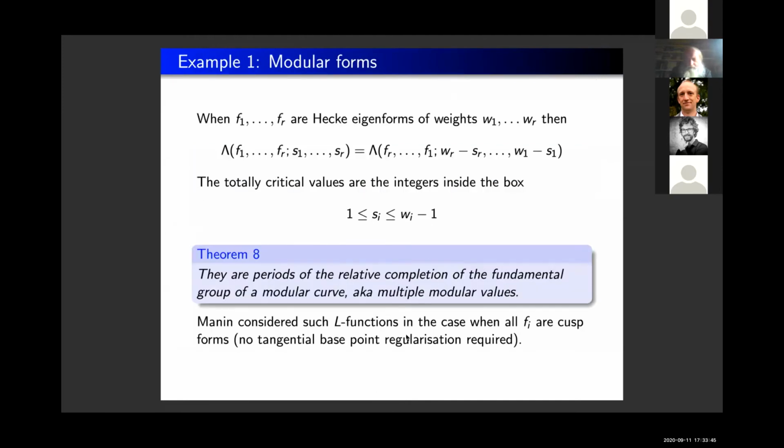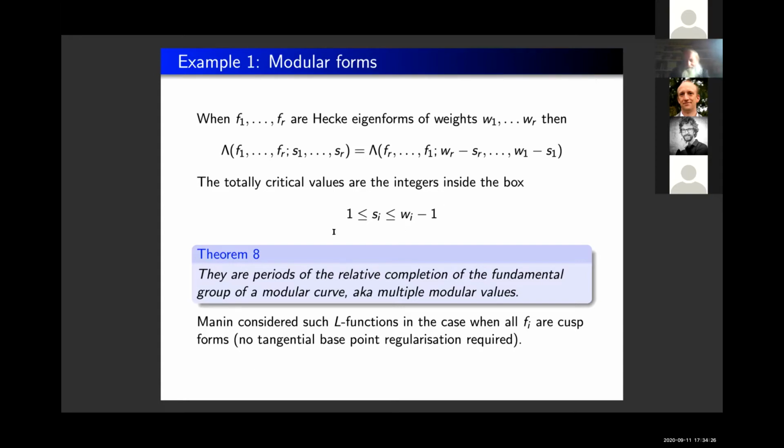So the first example is going to be the case of modular forms, just of level 1, but it could be any level. So in level 1 for the time being, if we take f_1 up to f_r Hecke eigenforms of weights w_1 up to w_r, then the multiple L function satisfies this functional equation. The totally critical values, in this case, are just the integers that are completely inside this critical box. It's not a critical strip now, it's a critical box, because it's higher dimensions. So you look at all the values strictly inside the box.